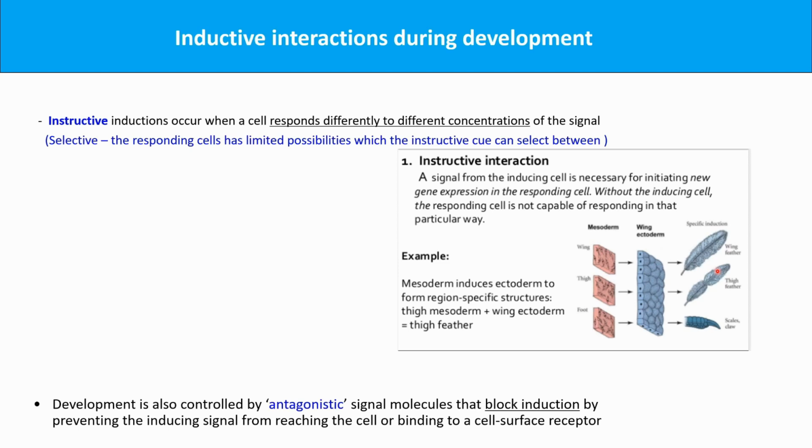In the case of instructive, the cell can respond differently to different concentrations of the signal. So in this case, if we take an ectodermal layer of a chick, which is not specified or determined yet, and we introduce it to signals from a mesoderm, depending on the strength of that signal or where it's coming from. So if we introduce the wing ectoderm to wing mesoderm, the inductive signal will cause the wing ectoderm to form a feather, which would be the correct thing.